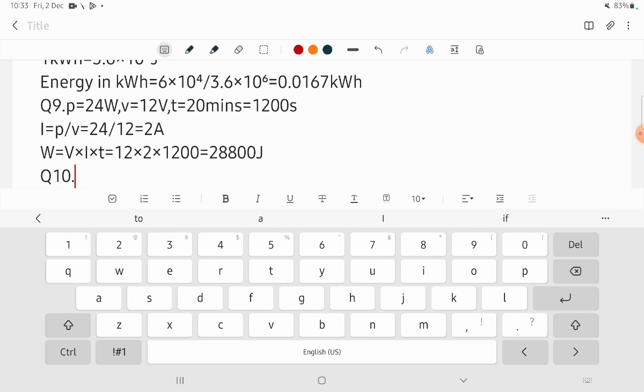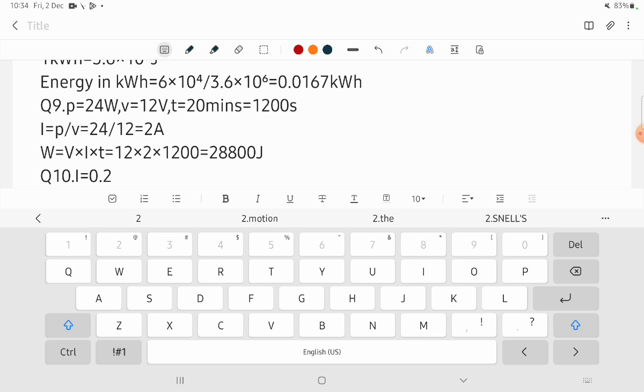A current of 0.2 ampere flows through a wire whose ends are at a potential difference of 15 volt. Calculate the resistance of the wire and the heat energy produced in 1 minute. So current given, potential difference given. That means I given, V given. So you can calculate the resistance by using Ohm's law.